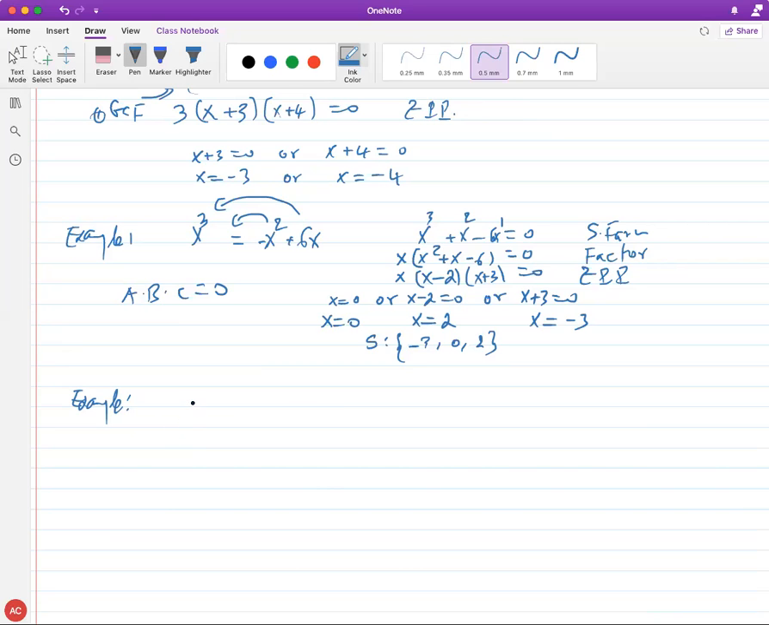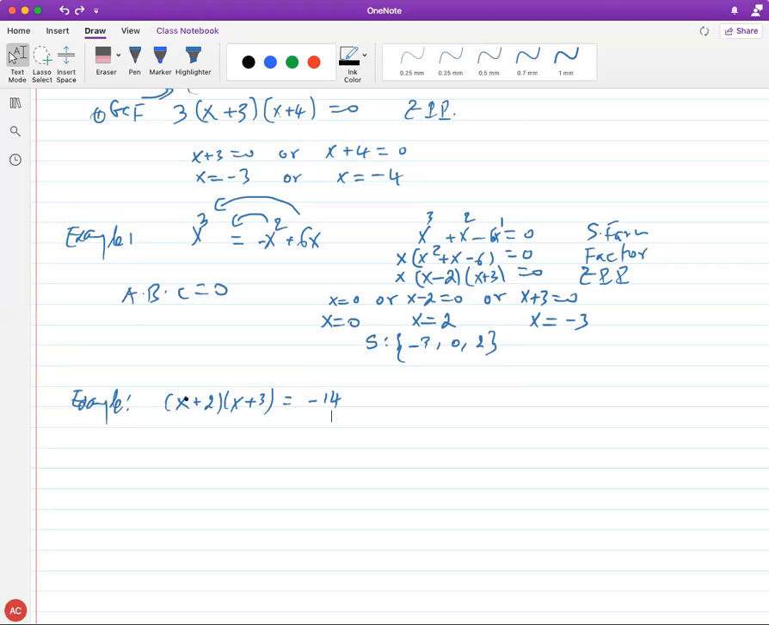It's possible to have something like this. Let's say (x + 2)(x + 3) equals 14. If you look at this equation here, we have second degree, okay, it's quadratic.